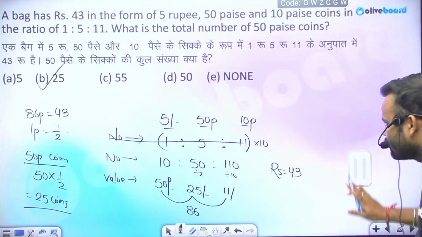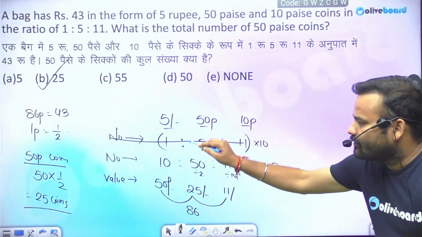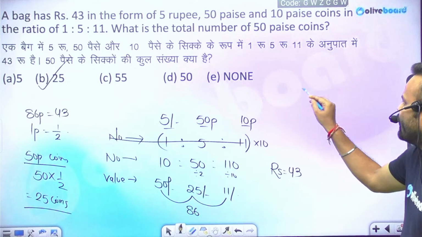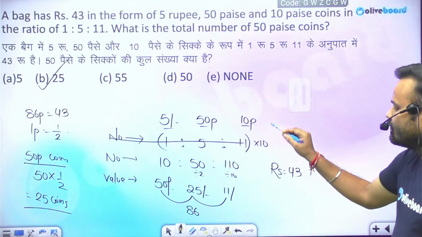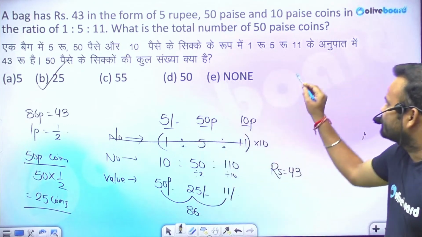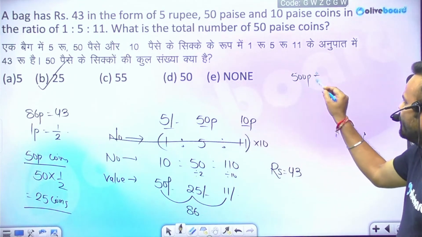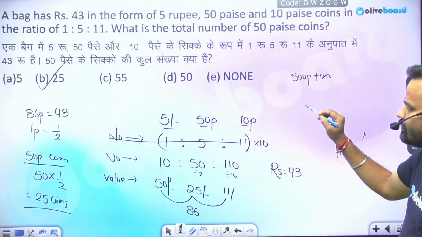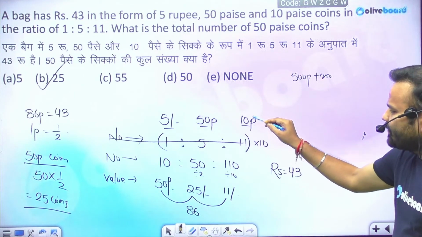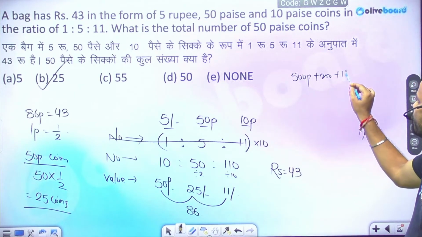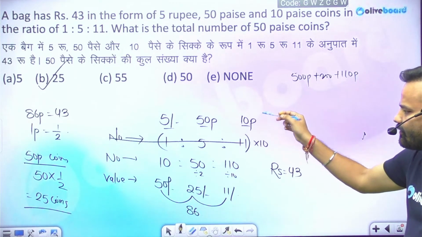For that, what you have to do? 5 rupee of 1 coin is what? 500 paise. 50 paise of 5 coins is 250. And 10 paise of 11 coins is 110.